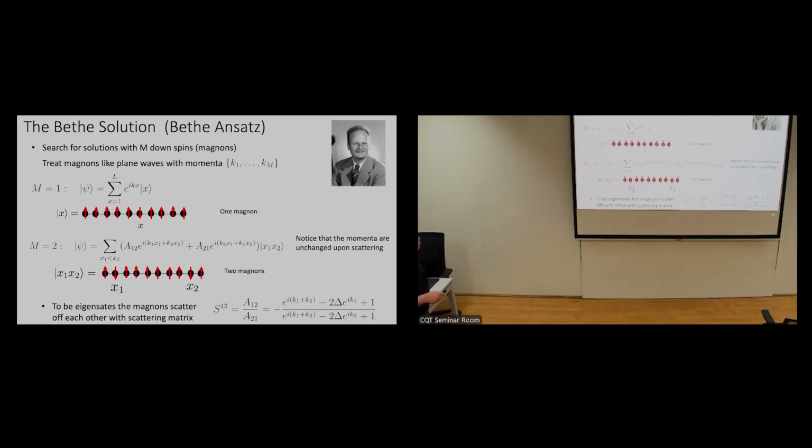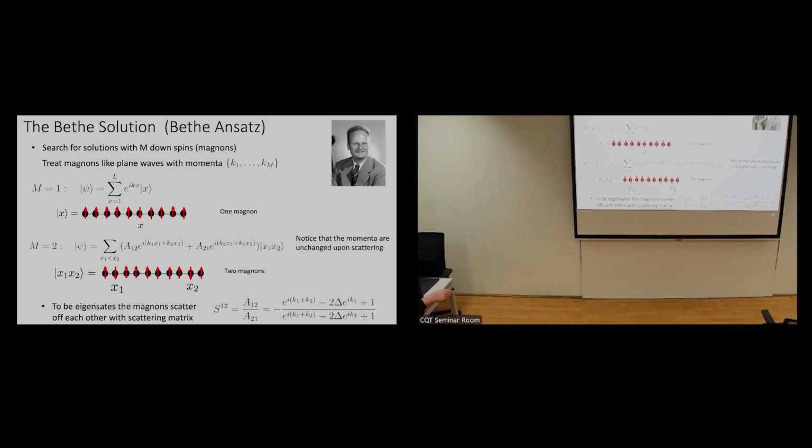But what happens if you have two of them? Then they can collide and scatter, and that becomes more interesting. So he took a wave function and asked, what happens if particle 1 is to the left of particle 2 with amplitude A12, and particle 2 is to the left of particle 1 with amplitude A21, again plane waves.